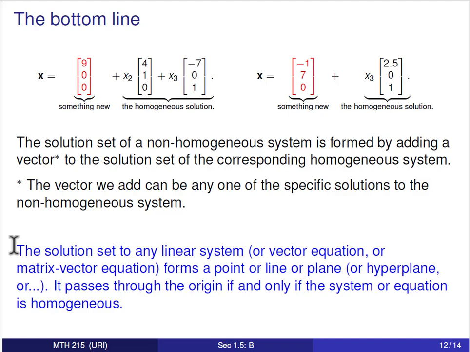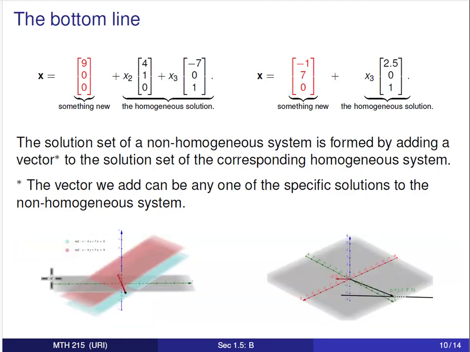The solution set to any linear system, whether it's homogeneous or non-homogeneous, or any vector equation or any matrix vector equation, is going to form a point or a line or a plane or a hyperplane or whatever, and that shape passes through the origin if and only if the system or equation is homogeneous. If it's not homogeneous, that point or line or plane is going to be shifted away from the origin because of that something new that is added to it.